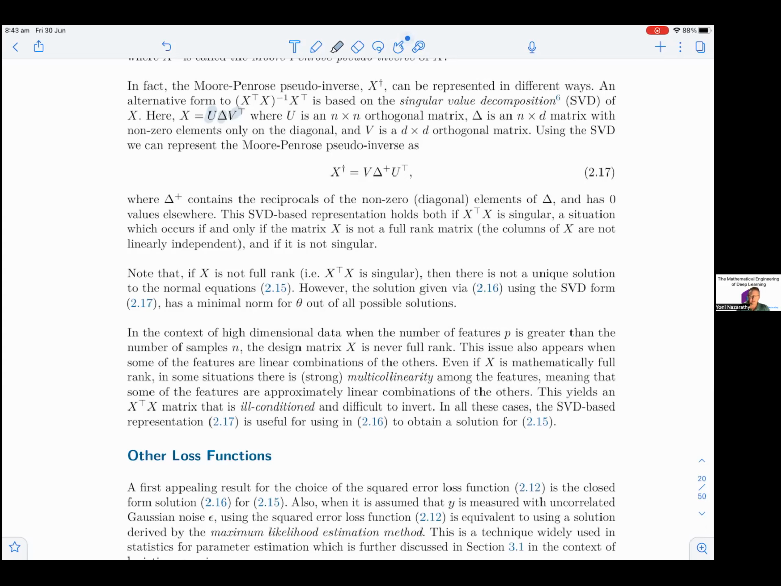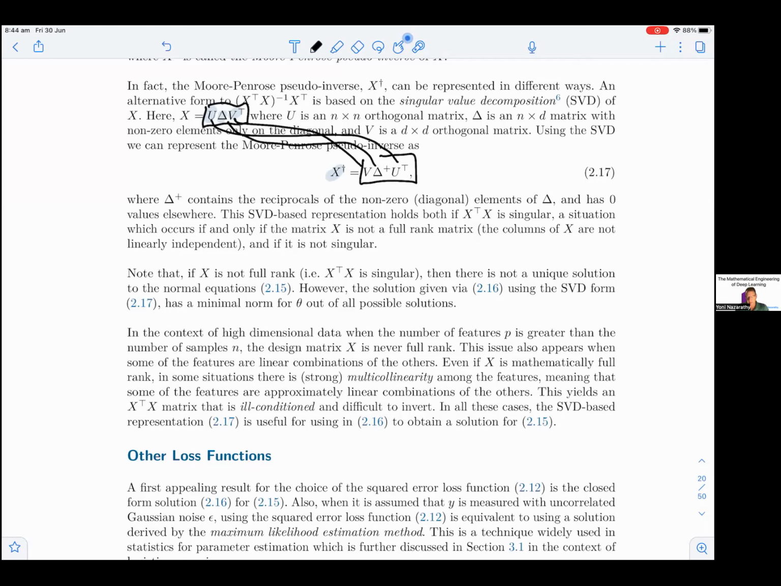So using the SVD, we can represent the Moore-Penrose pseudo-inverse. It is V times Delta plus times U transpose, where Delta plus contains the reciprocals of the non-zero diagonal elements of Delta and has zero values everywhere else. So if you have the SVD of the matrix, you can get the Moore-Penrose pseudo-inverse of the matrix as follows.